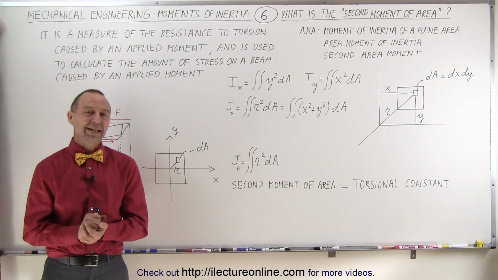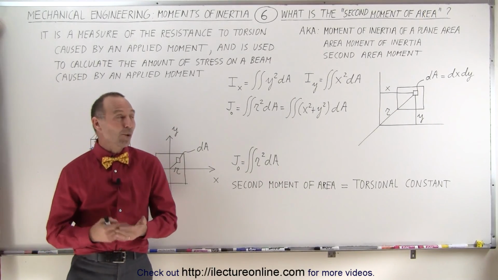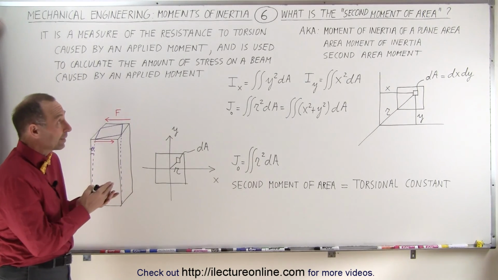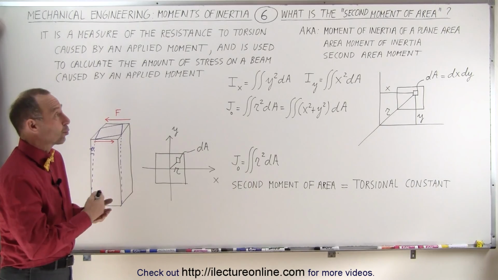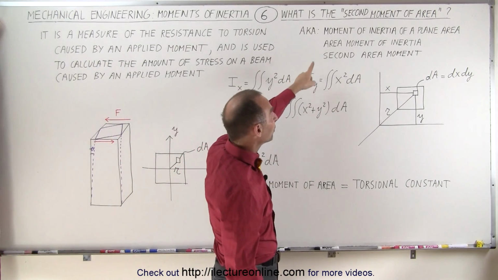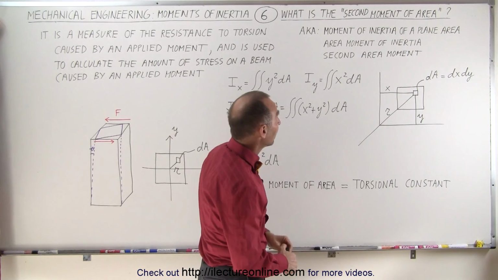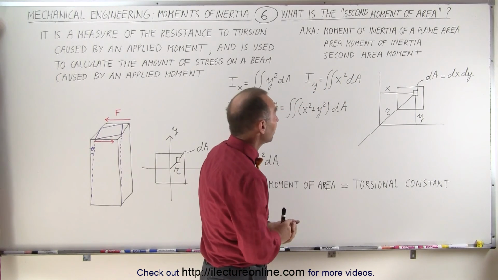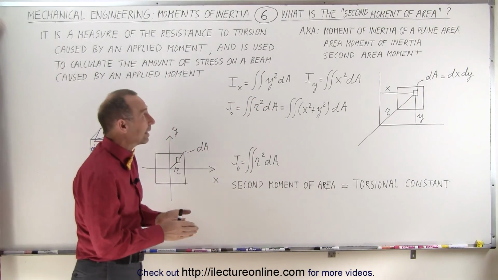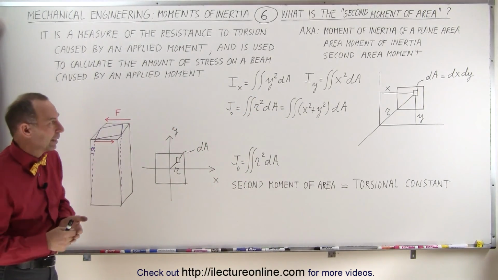Welcome to Electron Line. Now let's take a look at the second moment of area in a little bit more detail. First of all, we have to realize that there are quite a few aliases, quite a few other ways in which it is called. We can also name it the moment of inertia of a plane area. It's called the area moment of inertia. It's also called the second area moment. All of those mean the same thing. It's the second moment of area.